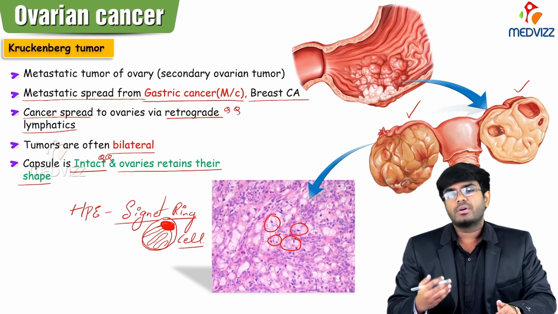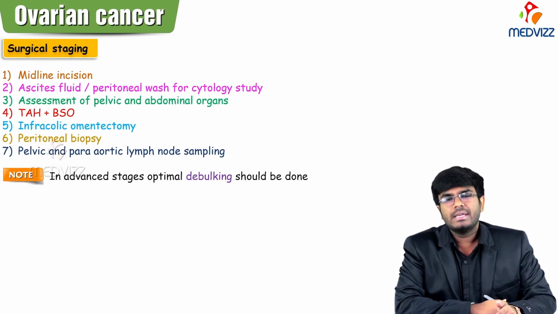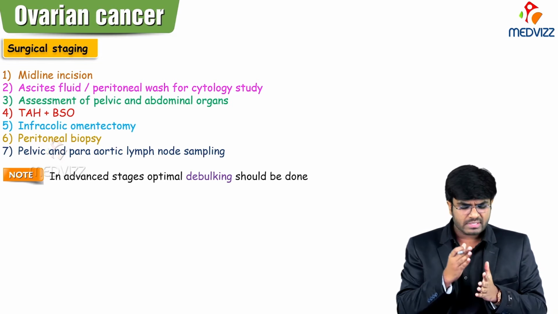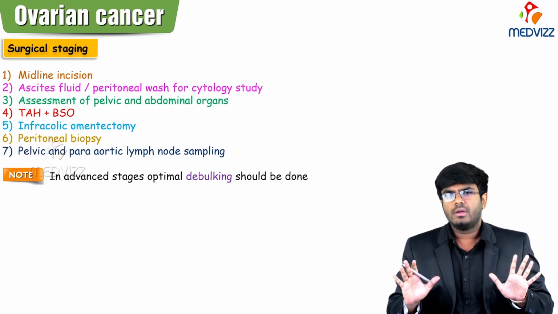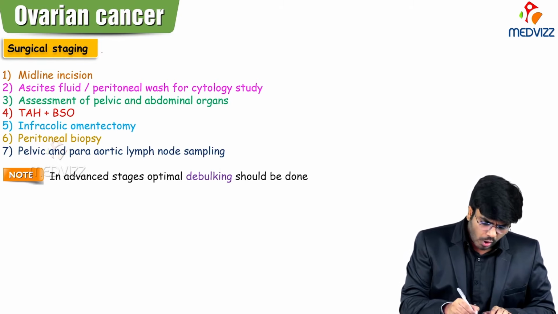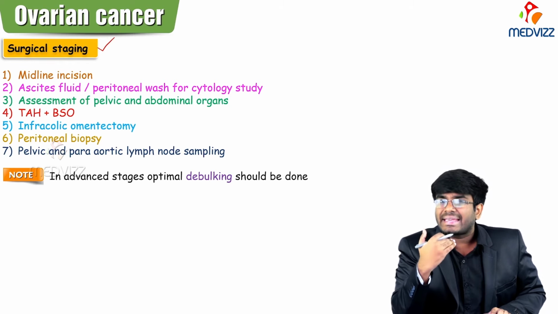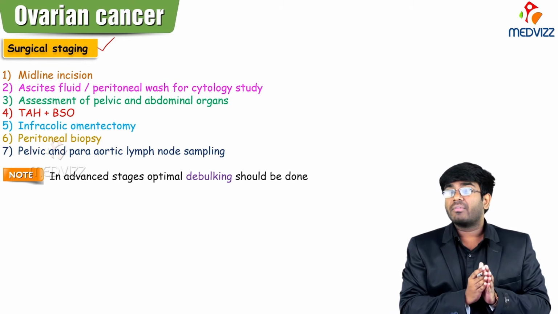After seeing the Krukenberg tumor, let's continue with the surgical staging. Guys, we have discussed the epithelial cell tumors, we have seen the germ cell tumors, sex cord stromal tumors, metastatic tumors. Okay, well and good. All different types of ovarian tumors we have completed. Now, what is this surgical staging? The staging of ovarian cancer is done not clinically but surgically.